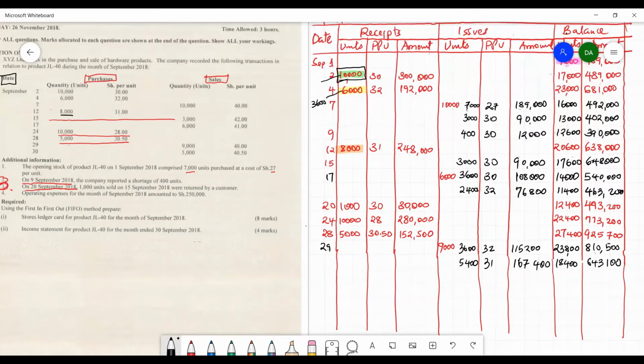Once we issue on 29th, we proceed to the issue on 30th. There's another issue on 30th where we issue 5,000 units. We want to issue 5,000 units, but in the previous batch where we had issued some units before, we are only remaining with 2,600. So we issue those 2,600 units first.